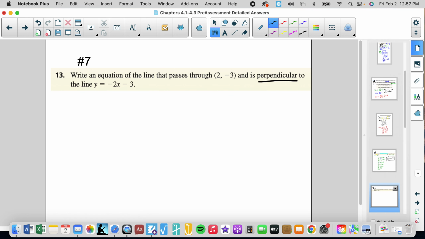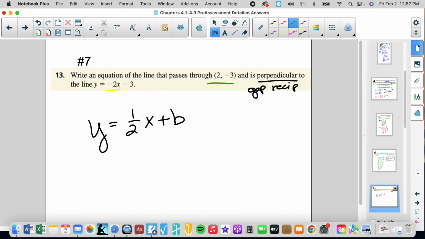All right, it's perpendicular, so it's going to have the opposite reciprocal of its slope. So if the slope is negative 2, the slope of my line that is perpendicular is going to be the opposite of negative 2, and it's going to be the reciprocal of 2. So I get positive 1/2 x plus b. I'm going to take this point and fill it in for my values so I can solve for b. And I get negative 3 equals 1 plus b.